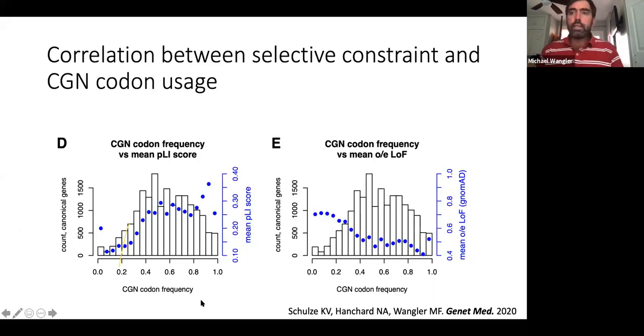Then next we looked at whether this correlates to selective constraint. I glossed over that. I said that selection is holding these CGN codons, but we wanted to make sure that was the case here. So if you look at the pLI score from the gnomAD database or the observed over expected scores, you can see there's a correlation between the CGN codon usage and those levels of constraint.